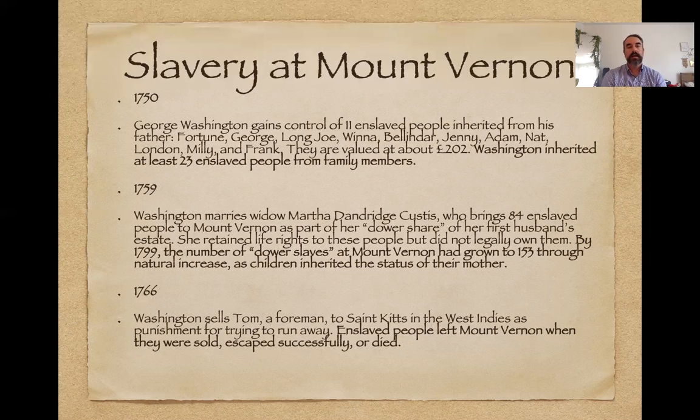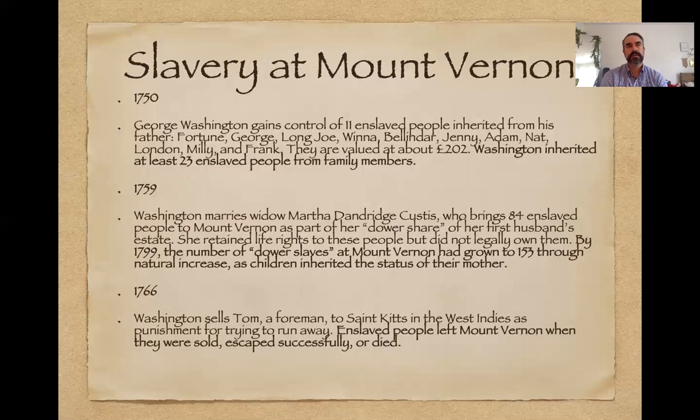Okay. By 1799, there are 153 of these dower slaves that are at Mount Vernon. Okay, and that's through natural increase as children inherited the status of their mother. Okay, we move on. 1766. This is an example of Washington sort of being the stern father.